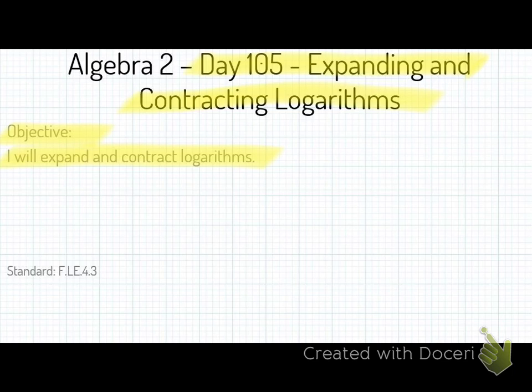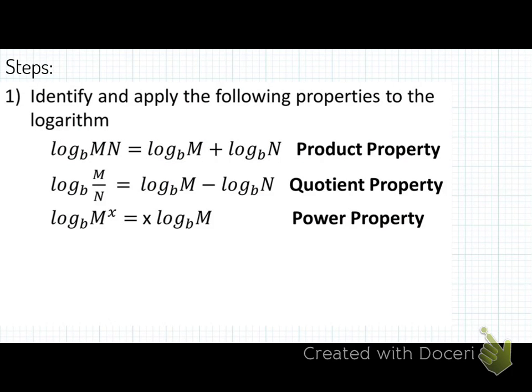Alright, so we have our logarithms and we need to know how to work with them. So there are some properties we can use. So here are the steps for today. So let's have the teacher pause the video again. Let's have students write this down, please.